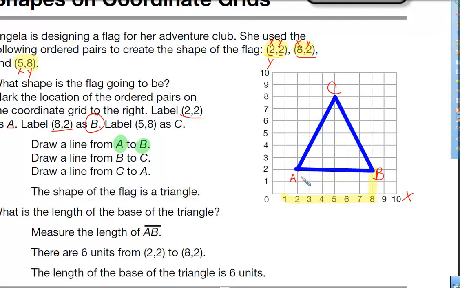Okay, so these are the lines. The line that goes from point A to point B, we call line AB. The line that goes from B to C is called line BC. And the line from C to A is called line CA.